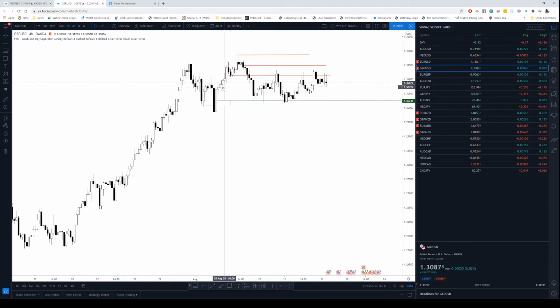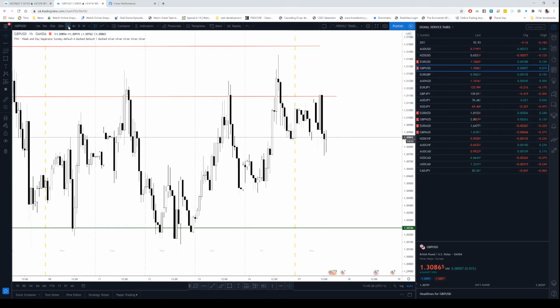Pound, I've warned you guys to stay away from this one at the moment because it's not doing anything. I still stand with that. Do not do anything on this one unless you're scalping and doing the 1 hour or 15 minute time frame trades, then that's different.